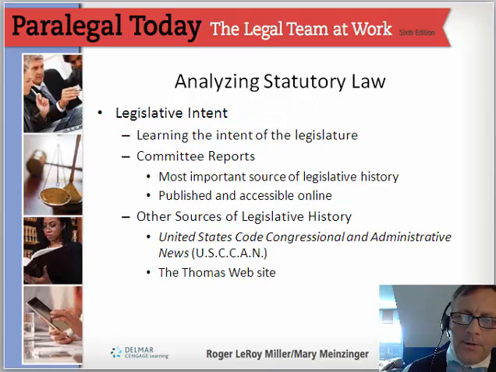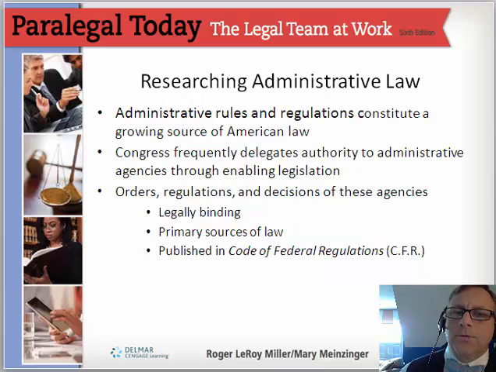Another technique used in statutory interpretation is learning the intent of the legislature. To learn the intent of the legislators who wrote a particular law, it is often necessary to investigate the legislative history of the statute. This can be done by researching such sources as committee reports, records of congressional hearings, and other proceedings. Congress frequently delegates authority to administrative agencies through enabling legislation.